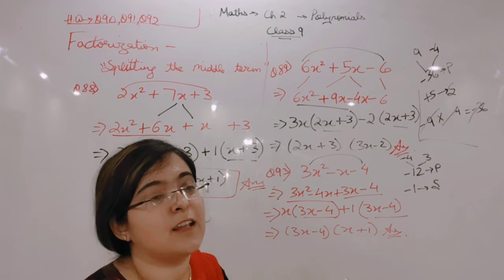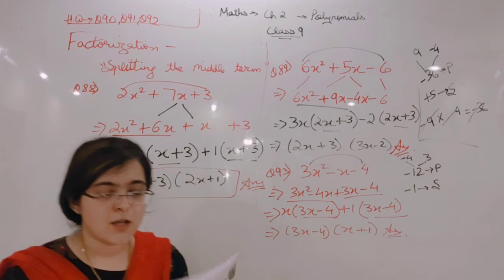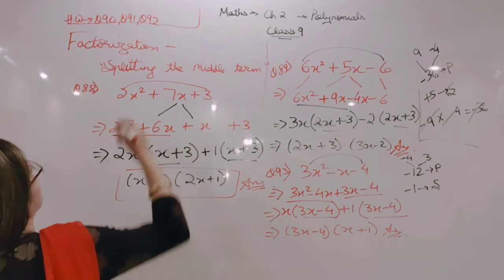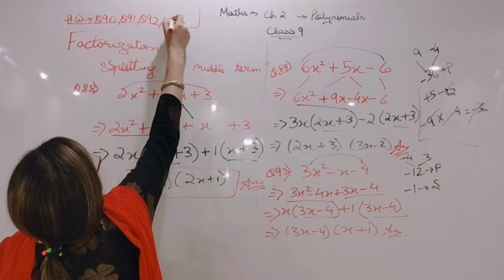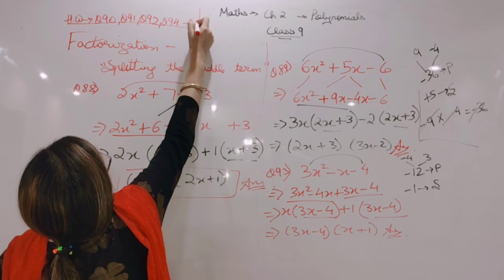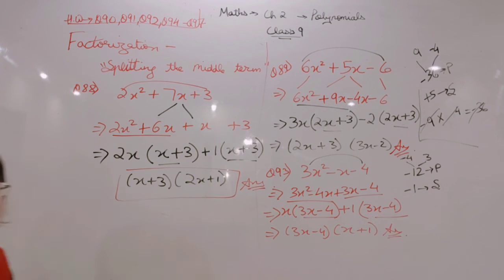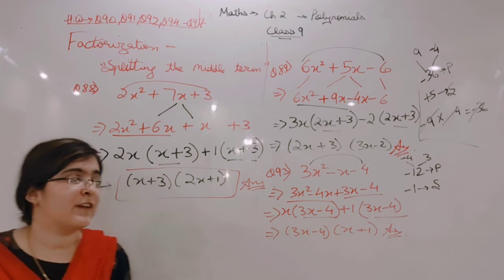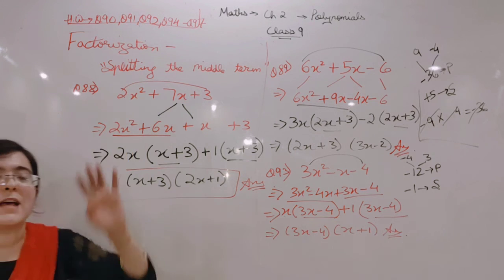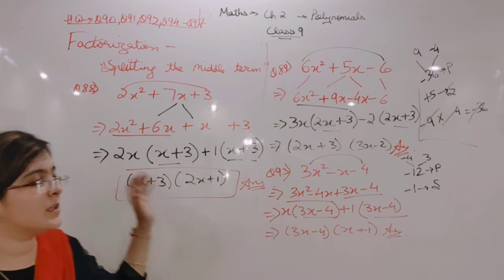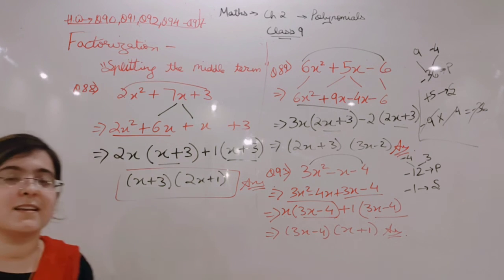The questions are given only for your practice. So from 94 to 97 also it's your homework. From question 94 to question 97. Okay, this will be your homework, students. We will discuss it in the live class. These questions are all based on the middle term split. Okay, note it down and we will discuss the answers in our live class.